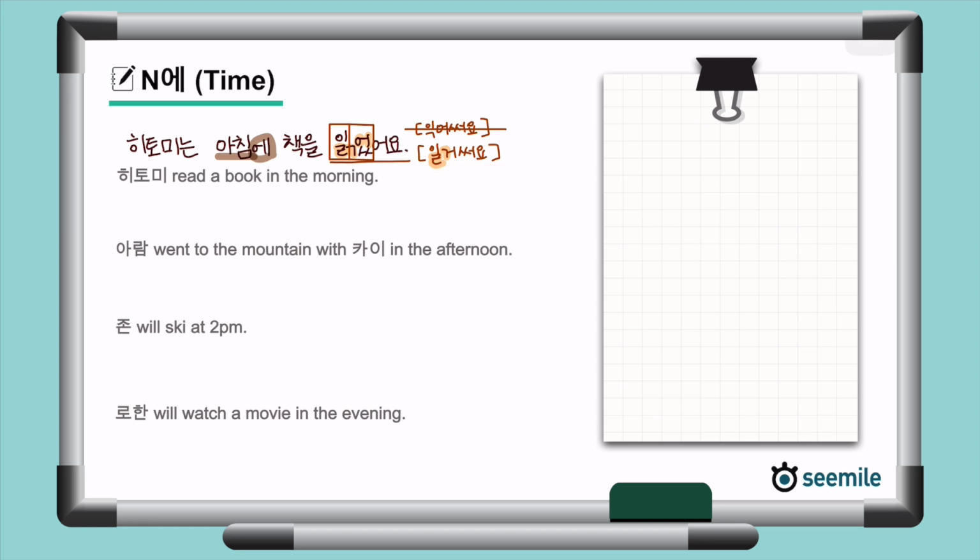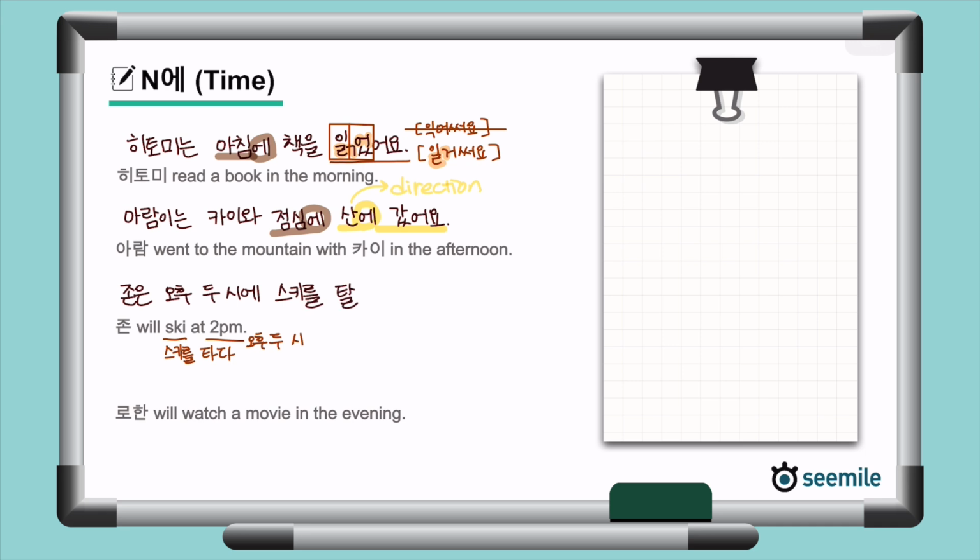Again, don't worry even if you can't remember the rule. Just repeat what you hear in the audio recordings of Korean native speakers as many times as possible. Then, you'll automatically get familiar with those pronunciation-related rules. 아람이는 카이와 점심에 산에 갔어요. Next, to ski in Korean is 스키를 타다, and 2 p.m. is 오후 2시. Yes, the answer should be 조는 오후 2시에 스키를 탈 거예요.